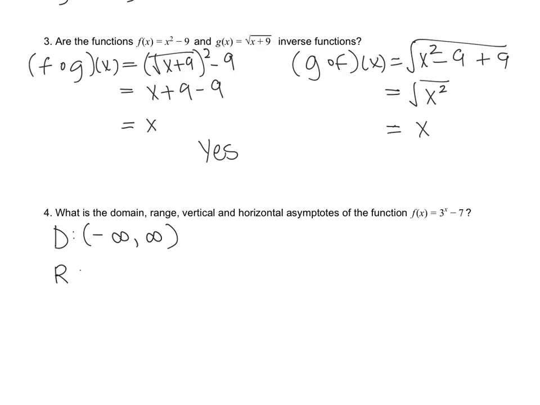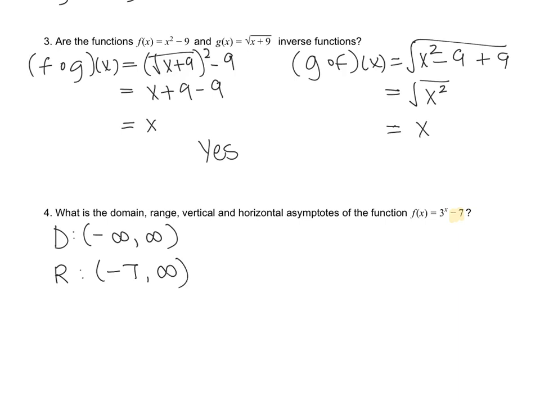The range is dependent on the value that's being added or subtracted at the end. So because we have this minus 7, that tells me the smallest value in our range. So my range is everything from negative 7 to infinity.